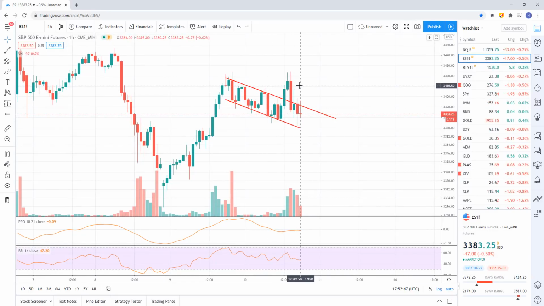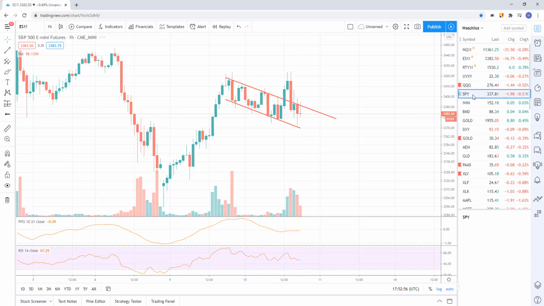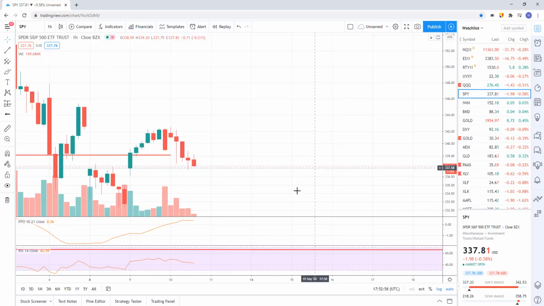Same with ES, the S&P futures. Here's your breakout right here, but then it was foiled, sold off early. So it looks bearish. Here's SPY. SPY starting to roll over.